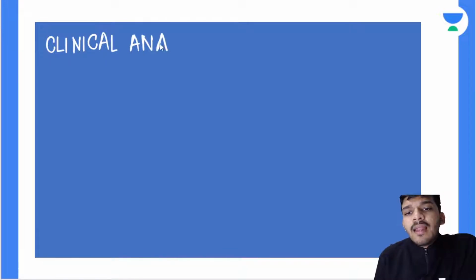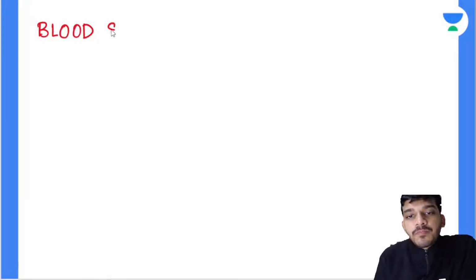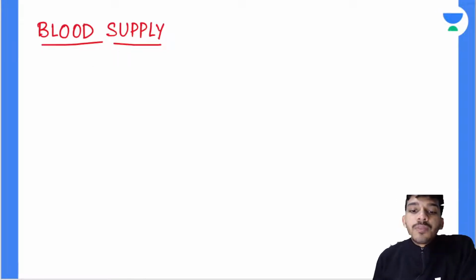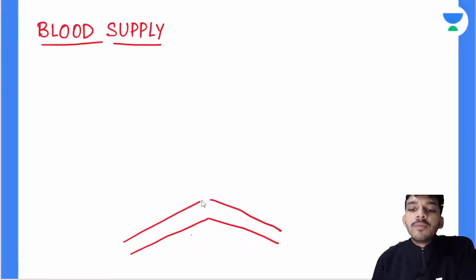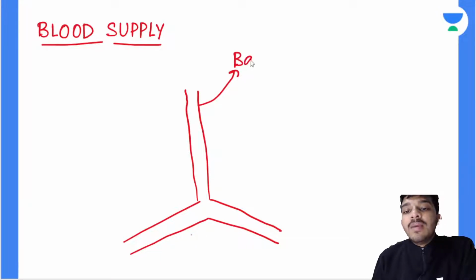Okay. So before the clinical anatomy, I would like to do one more topic. Blood supply of the pons, especially the arterial supply. So the pons is supplied by pontine arteries. Okay, very simple. If you remember, this was your vertebral artery, and this was your vertebral artery from the other side. They were joining and forming the artery called the basilar artery. Why was it called the basilar artery?